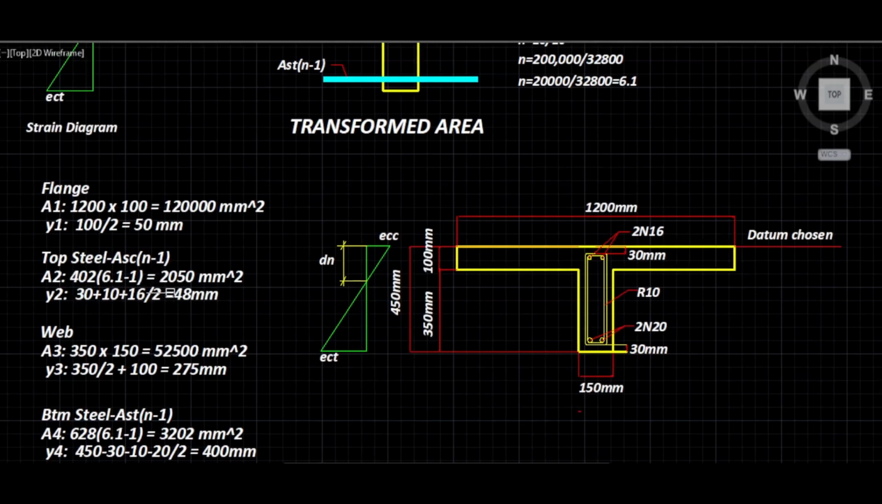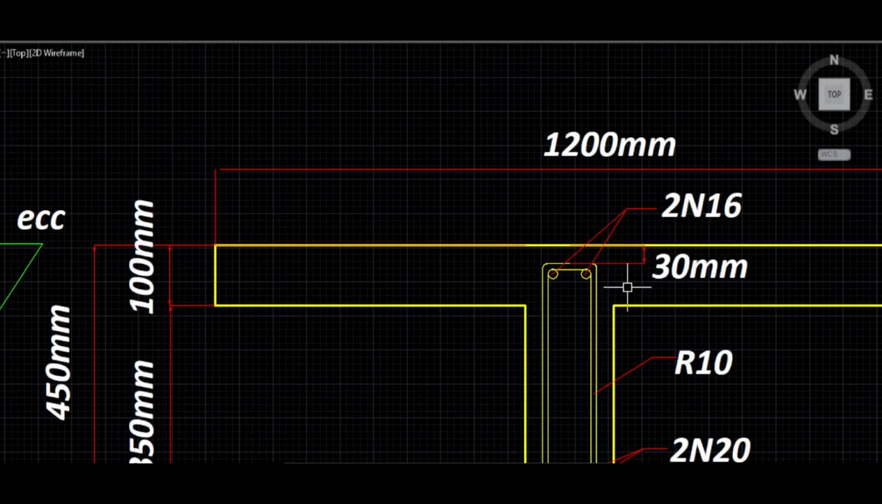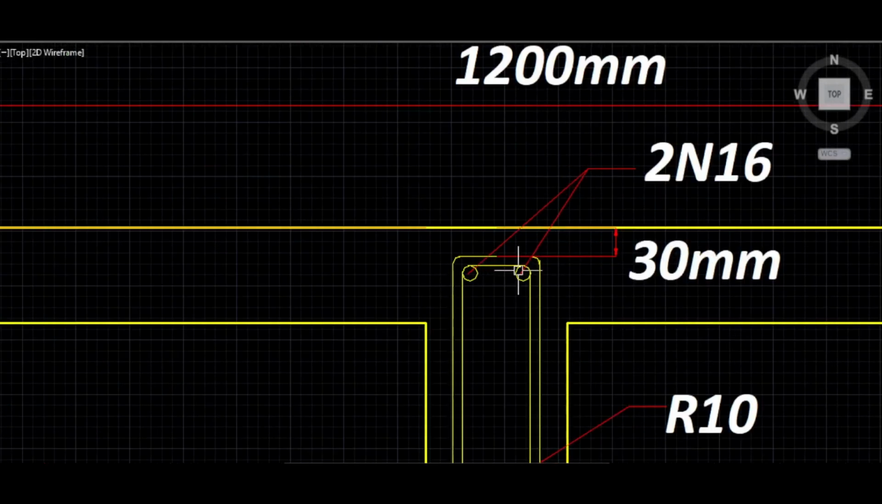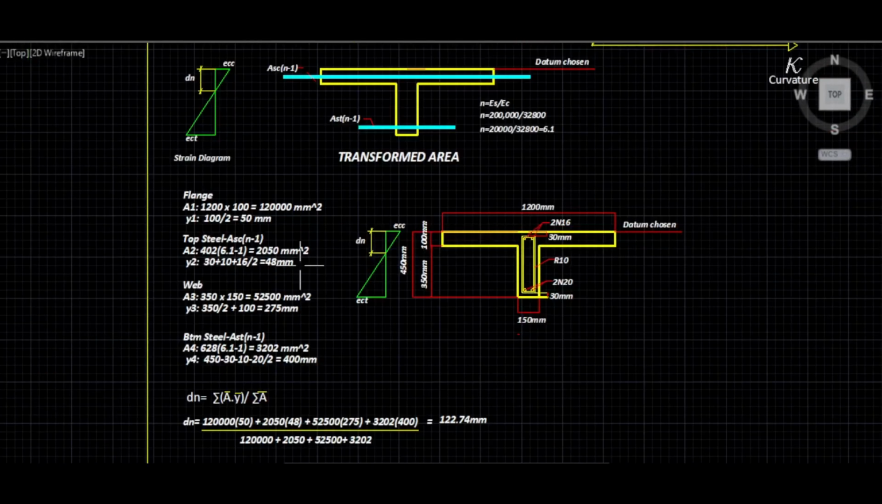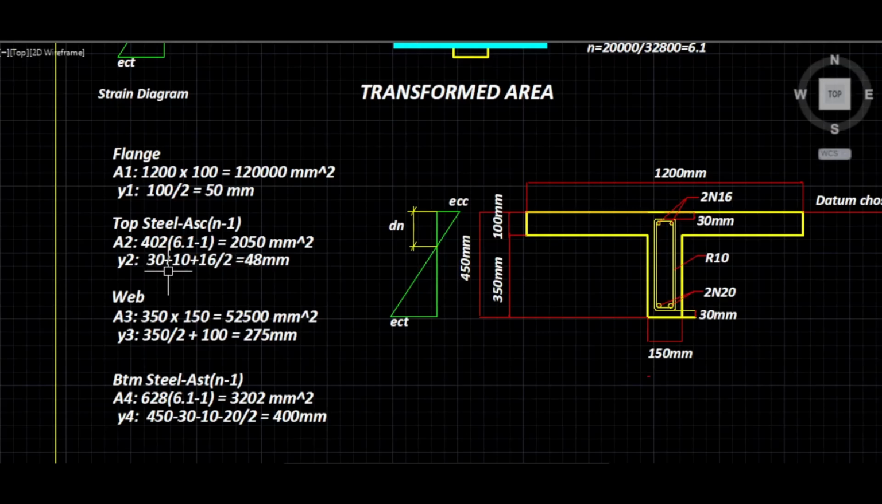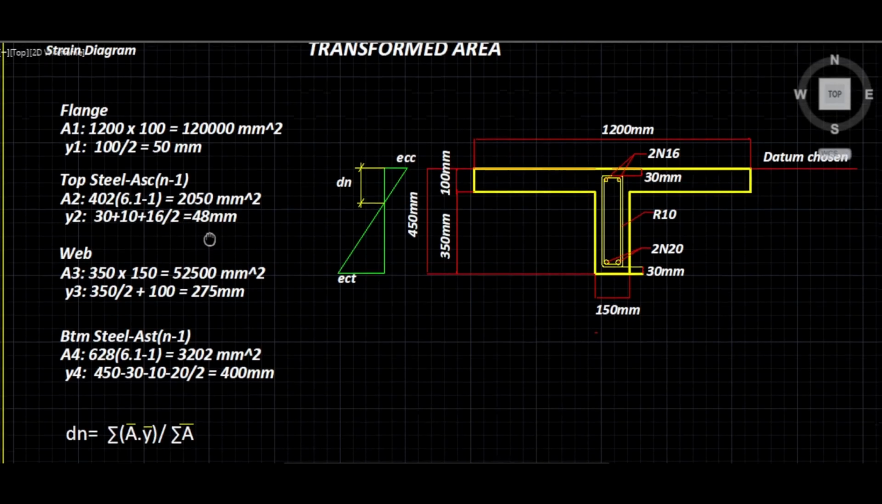All right, the top steel, we calculated the area before, which is ASC multiplied by n minus 1. Okay, that's 2050 millimeters squared. And Y2 is the distance between the center of the reinforcement to the datum that we have chosen. So let's say the reinforcement is here. So the center is the distance between the center here and the top. So how do we work this out? Y2, it will simply be 30, which is the top cover, plus 10, which is the ligature diameter, plus half the bar diameter, 16 divided by 2, which is 48 millimeters.